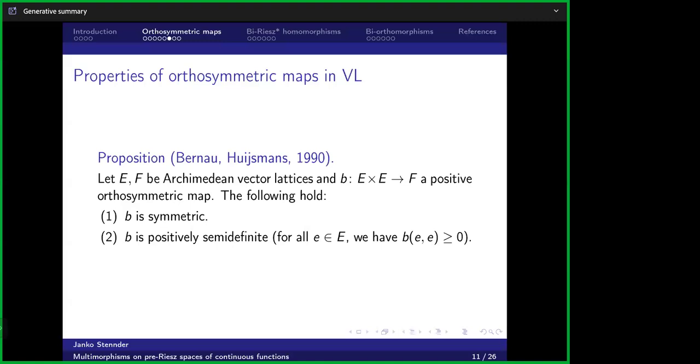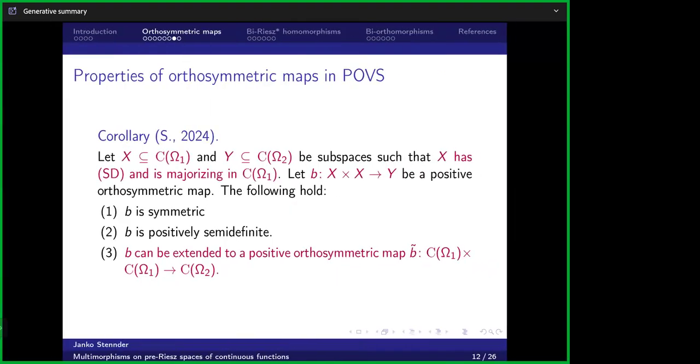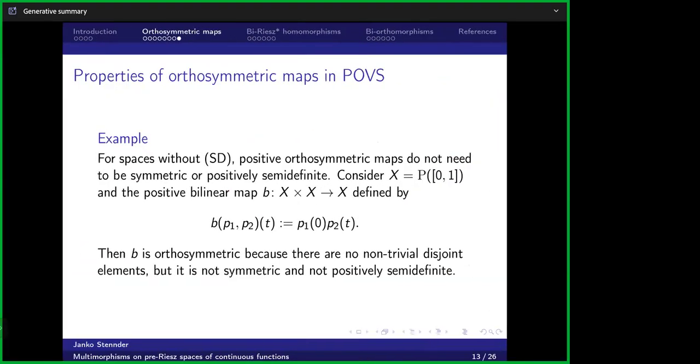Yeah, exactly. And then if we are in the setting I showed you before, so we have exactly the conditions from the representation theorem to get the same property. And using the representation, the map is still symmetric, semi-definite, and you can use the integral representation to find an extension to the whole space. Yeah, if we don't have SD, it doesn't work, of course.